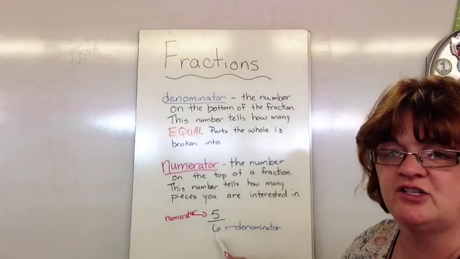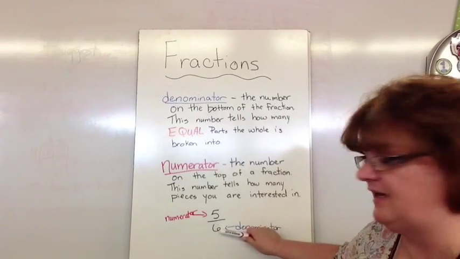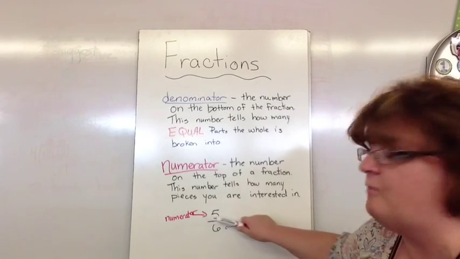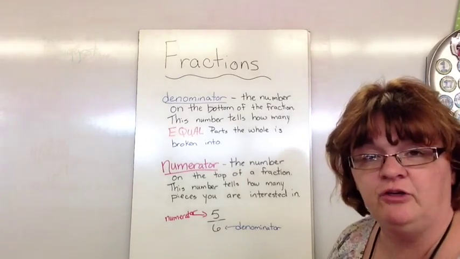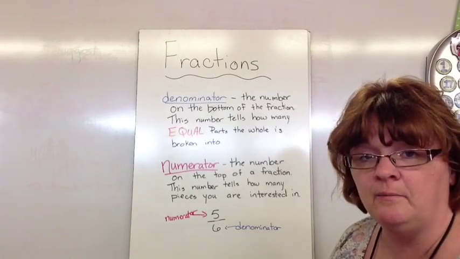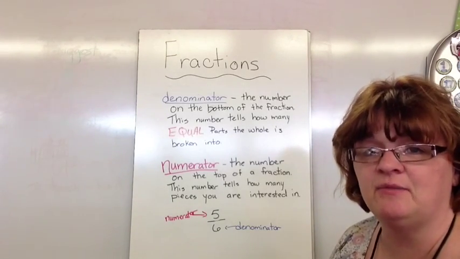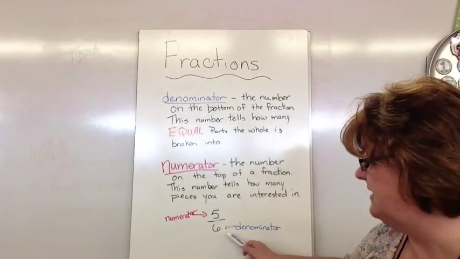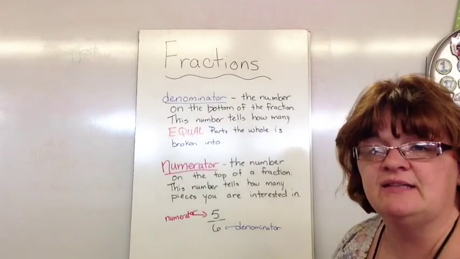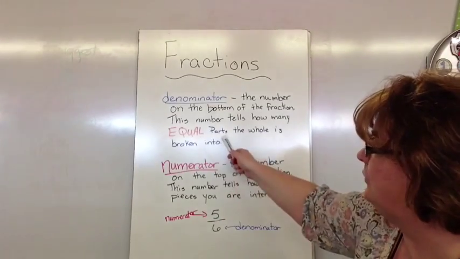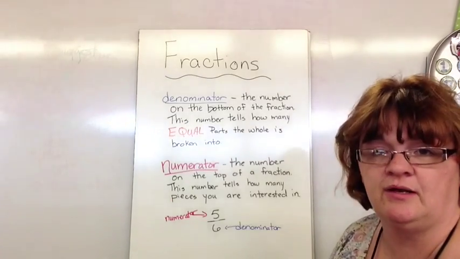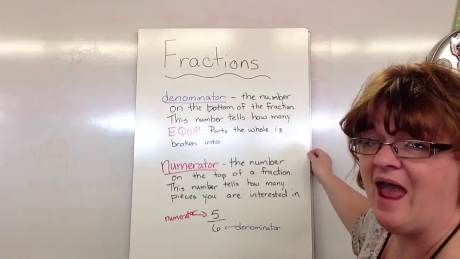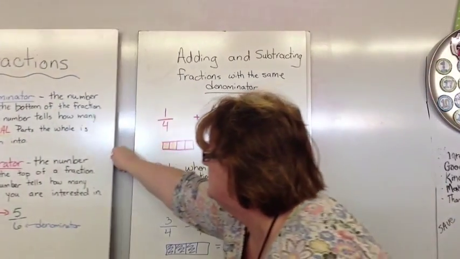So let's take a look at this fraction right here. I have the fraction 5/6. The top number is the numerator. That talks to me about how many pieces I'm interested in. If I give you 5/6 of my candy bar, you're only interested in the 5 pieces that I'm giving you, not the extra one. The bottom number, 6, is the denominator. And the 6 tells us how many equal parts that whole candy bar is broken into. Okay, so that's what we need to know about fractions. We're going to start with talking about adding and subtracting those fractions.